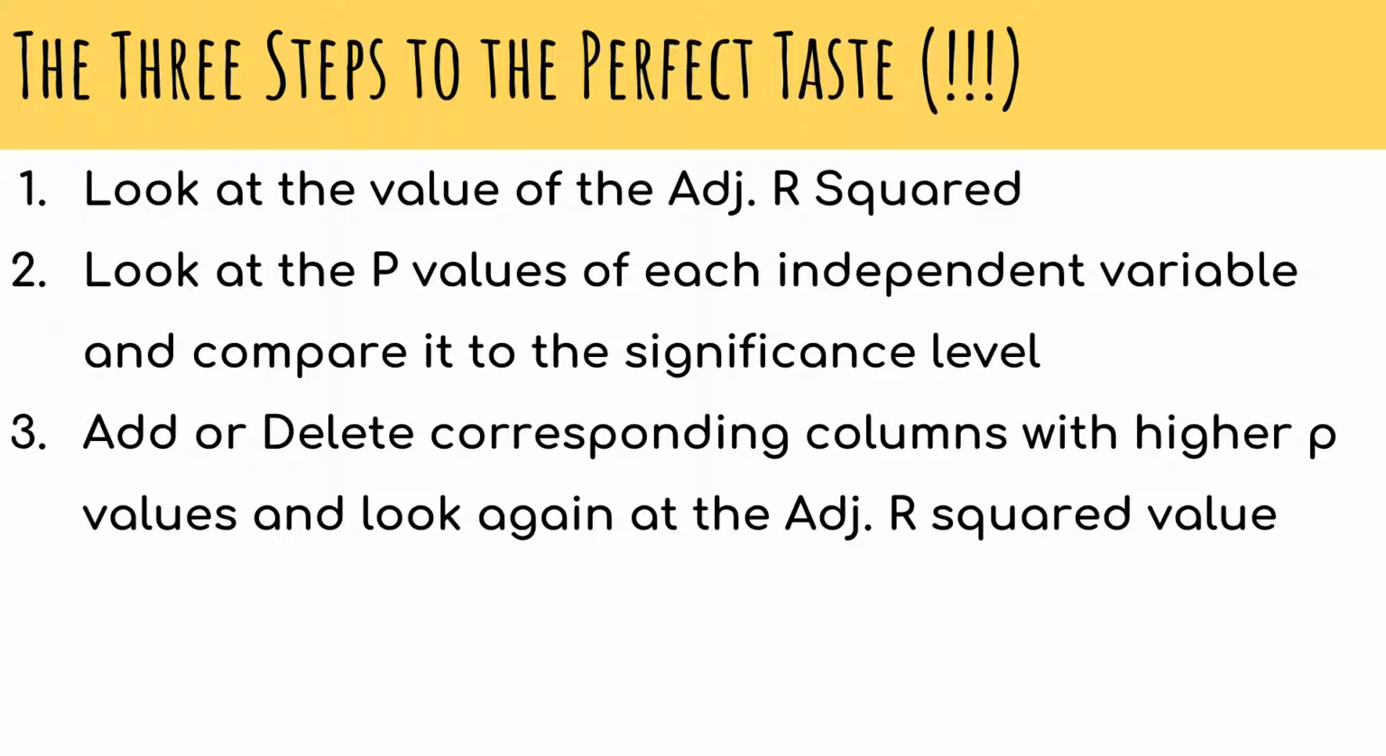The 3 steps to the perfect model. Well, we did all these 3 steps. We looked at the value of the adjusted R-squared, looked at the p-values of each independent variable and compared it to the significance level, and with respect to both of these parameters, we added or deleted corresponding columns with higher p-values and looked again at adjusted R-squared values and then added or subtracted further values. So these were the basic 3 steps to the perfect model which give us the perfect taste of data analytics.